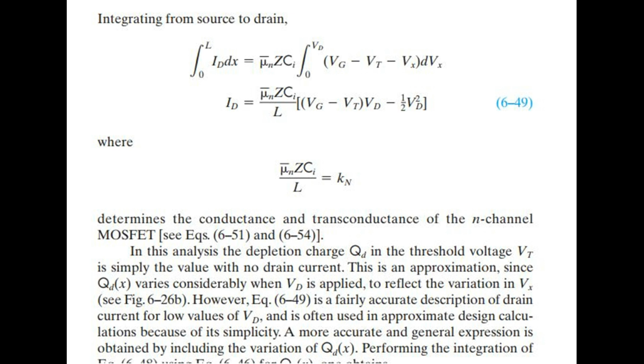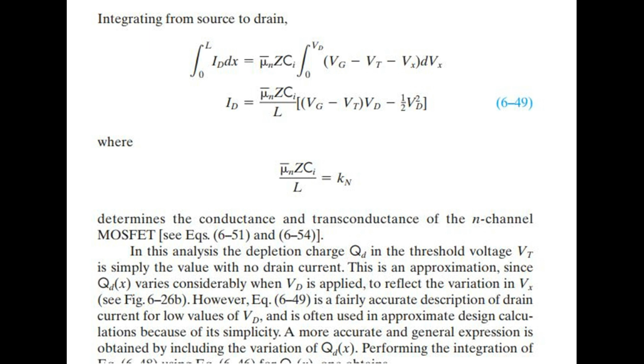EQs 651 and 654. In this analysis, the depletion charge QD in the threshold voltage VT is simply the value with no drain current. This is an approximation, since QD(x) varies considerably when VD is applied, to reflect the variation in Vx, see Fig 626b. However, EQ 649 is a fairly accurate description of drain current for low values of VD, and is often used in approximate design calculations because of its simplicity.